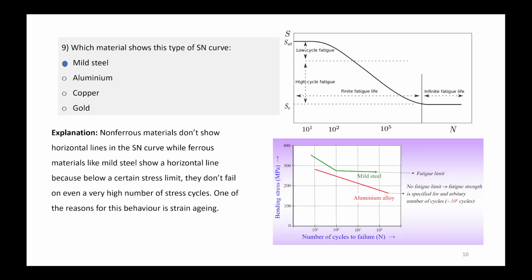Ninth question is which material shows this type of curve. So your answer will be mild steel because this type of steel shows a definite, finite fatigue life. So here after certain number of cycles your material won't fail if you keep your stress below this endurance limit.